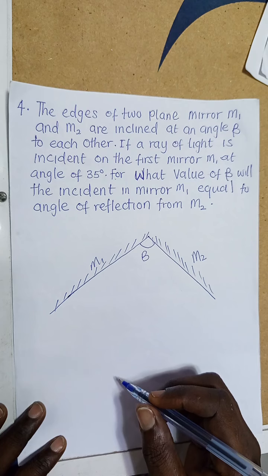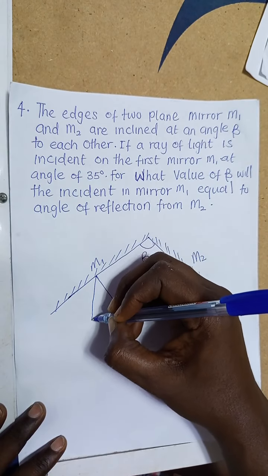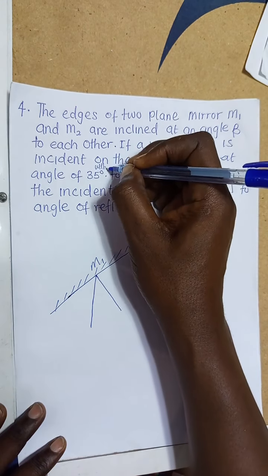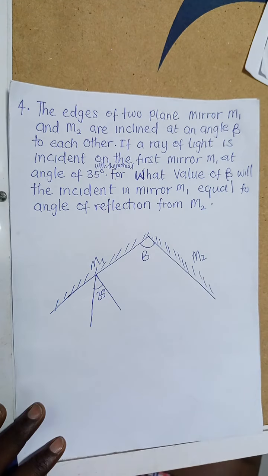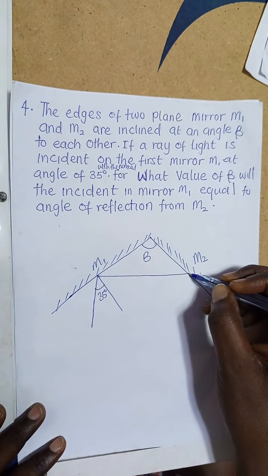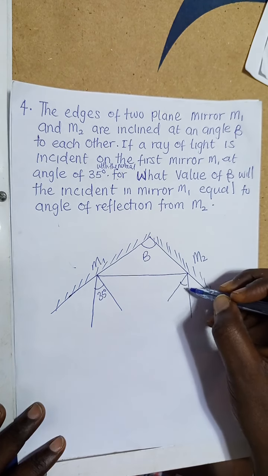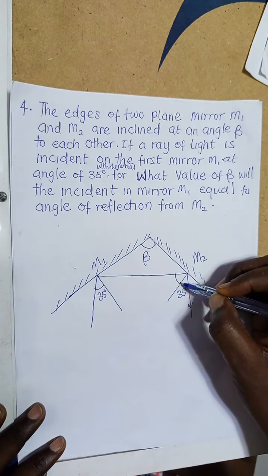Now, they said that if a ray of light is incident on the first mirror at an angle of 35 degrees to the normal, for what value of beta will the angle of incidence on M1 be equal to the angle of reflection from M2? That means at what angle will this beta be for the reflection here to also be 35 degrees?